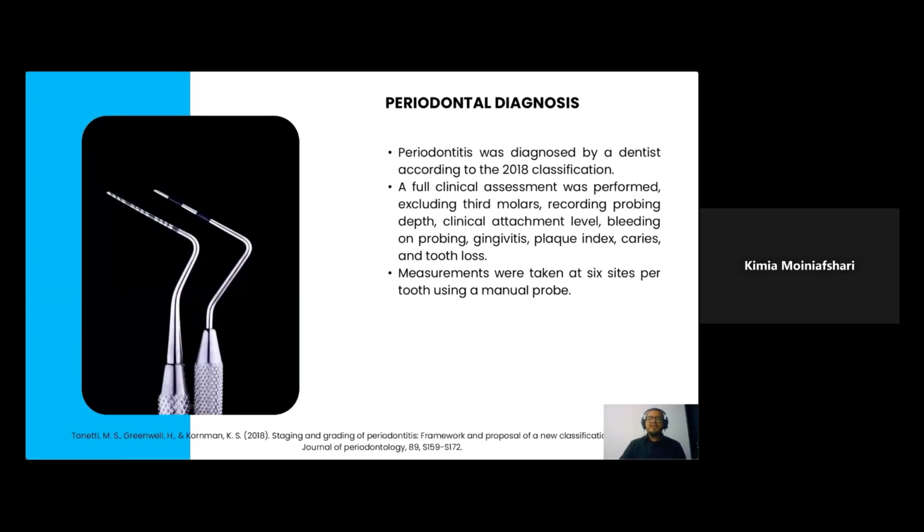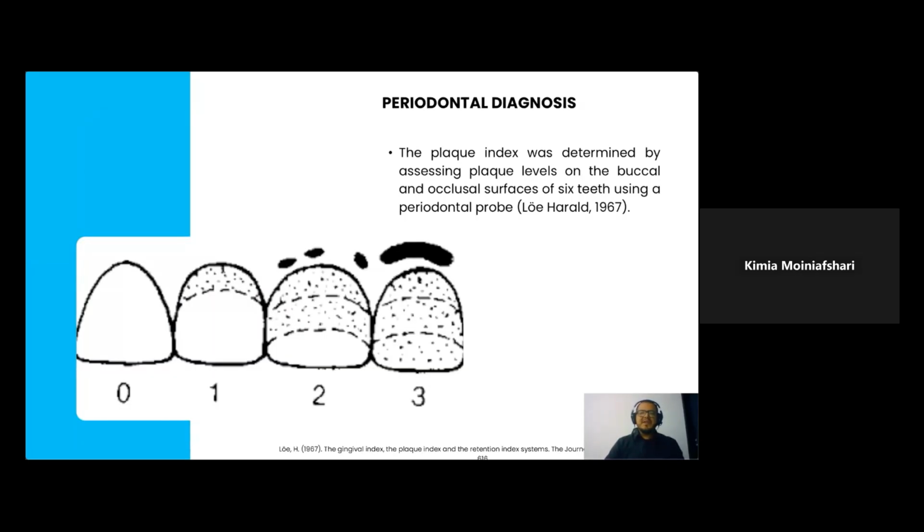Periodontitis was diagnosed following the 2018 international classification. A full mouth examination was conducted, including third molars and recording probing depth, attachment loss, bleeding on probing, plaque index, caries, and tooth loss. All measurements were performed at 6 sites per tooth using a manual periodontal probe, ensuring consistent and accurate evaluation. The plaque index was determined by evaluating the buccal and occlusal surfaces of selected teeth. Gingivitis was identified based on the percentage of bleeding sites, allowing us to classify inflammation as localized or generalized. This approach provides standardized comparison among all 4 study groups.